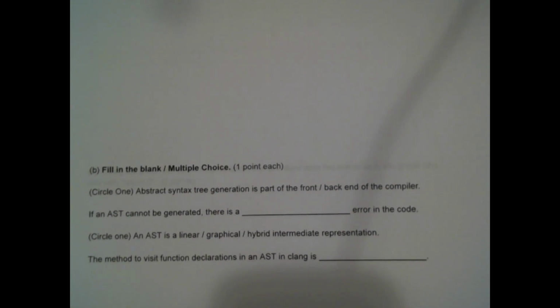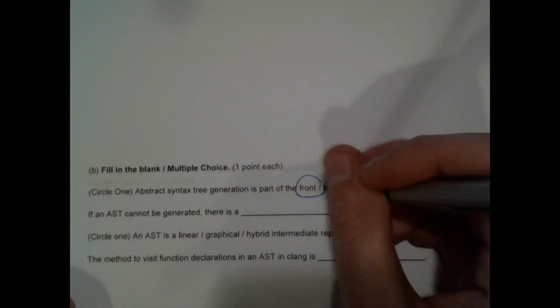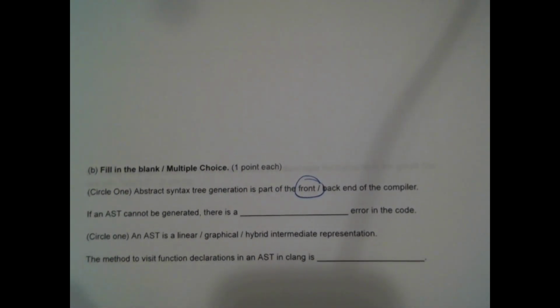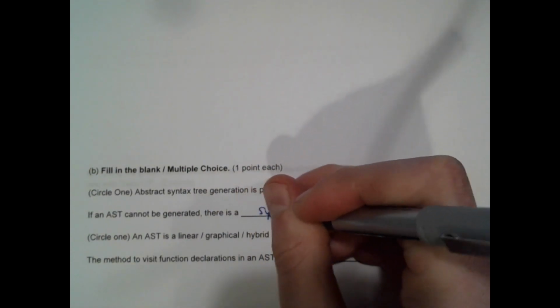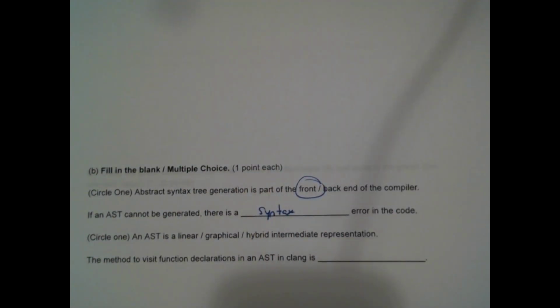So abstract syntax tree generation is part of the front end of the compiler. That happens as part of Clang, not as part of LLVM. And then the second one, if an AST cannot be generated, there is a what error in the code. That's a syntax error. Right, if we can't generate a proper AST, that means the user wrote something that we can't deal with on the front end, which means that it is a syntax error.